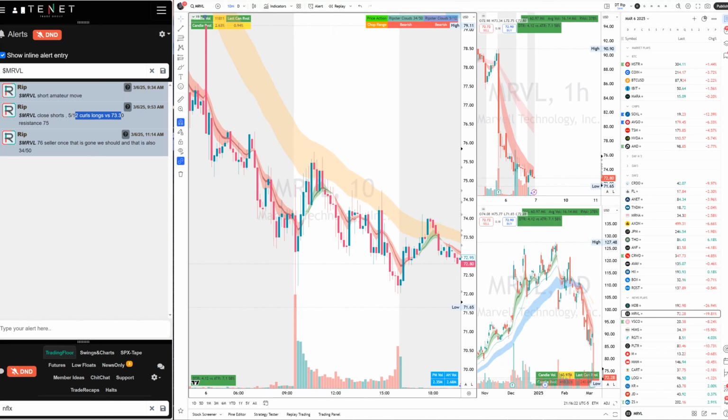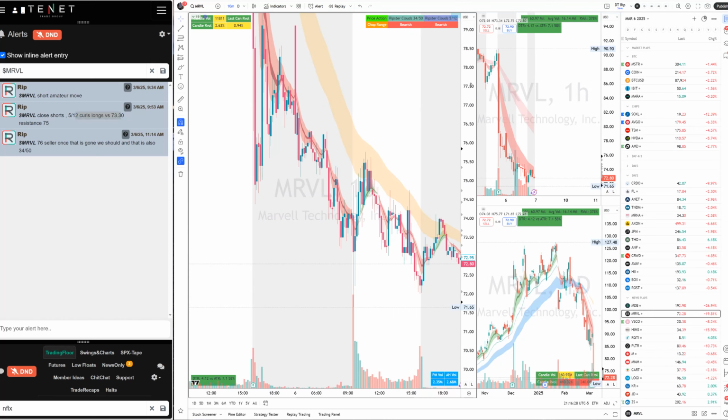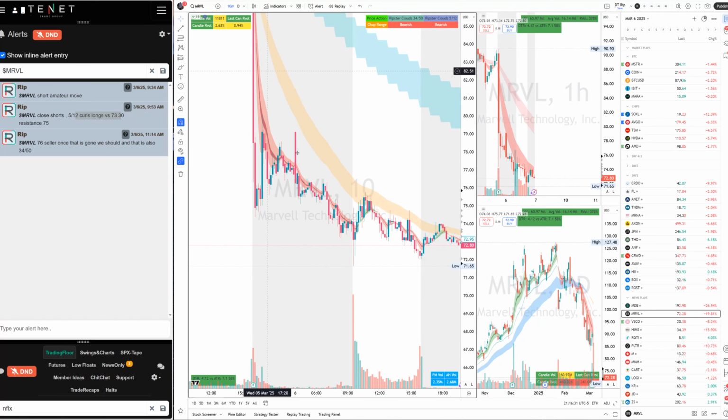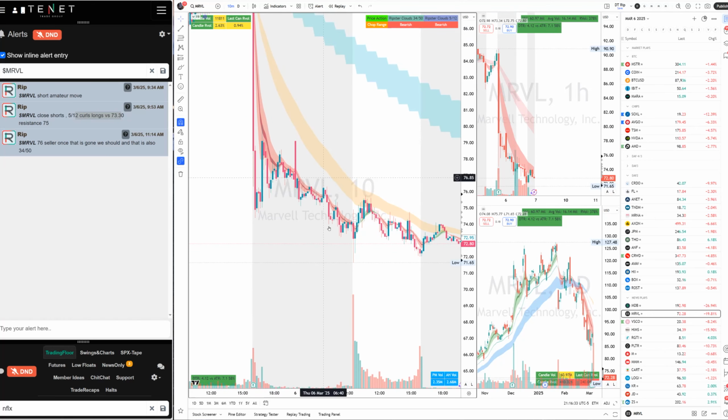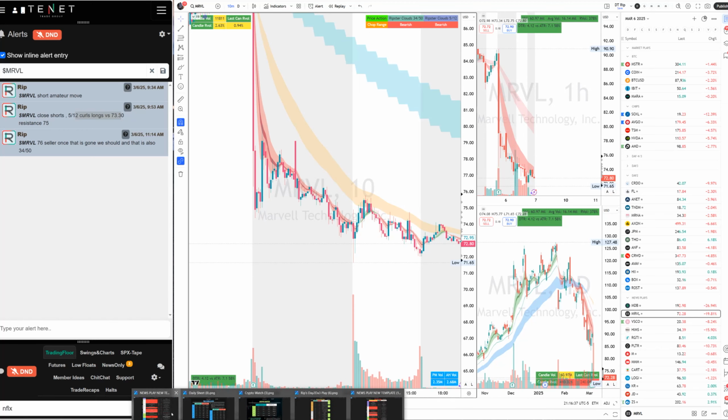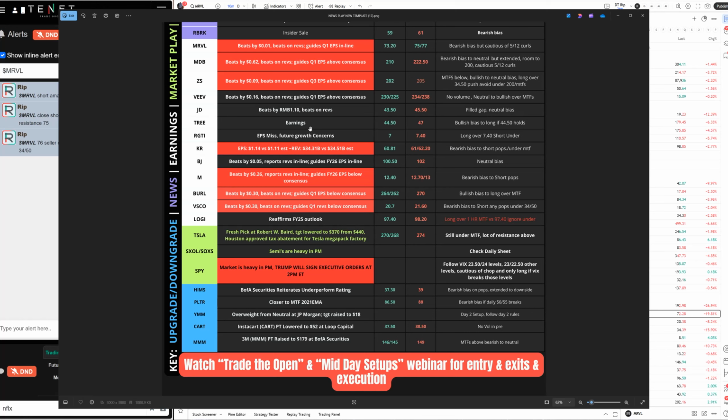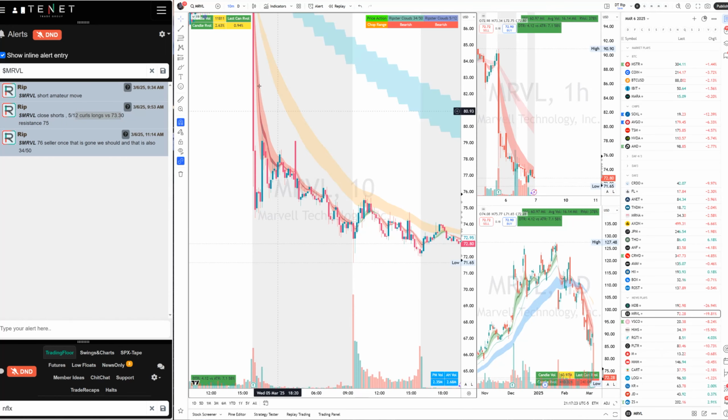You see that just a scratch trade. And this is what happens in the market sometimes, because MRVL was already down so much and took most of the meat out. And sometimes when it is extended, this is what you will have. And you can see that bearish bias, but cautious of 512 calls. So that was MRVL.